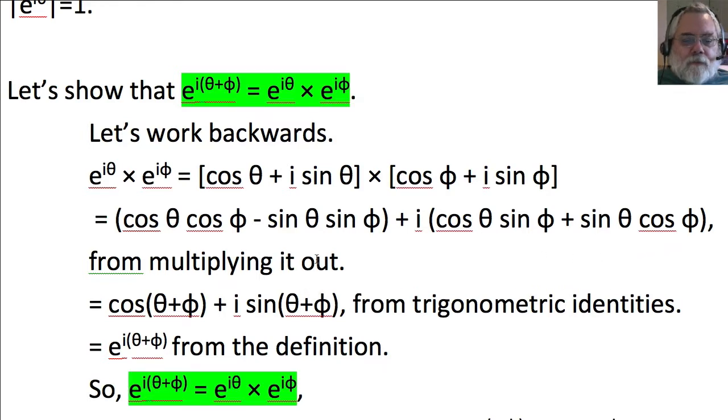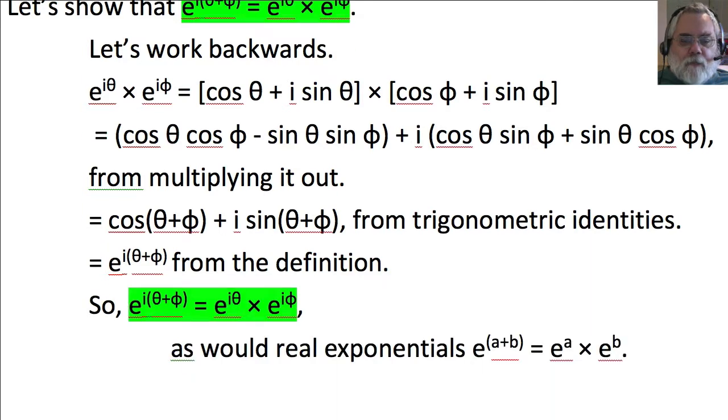Now, you might not recognize it, but these actually have a fairly simple form from trigonometric identities. The real part is just identical to cosine of theta plus phi, and the imaginary part is identical to sine of theta plus phi. And so this is cosine of an angle plus i times sine of the same angle, so we can re-express that as e to the i (theta plus phi) from its definition. So e to the i (theta plus phi) equals e to the i theta times e to the i phi. And we will need to use this sometimes for phases.